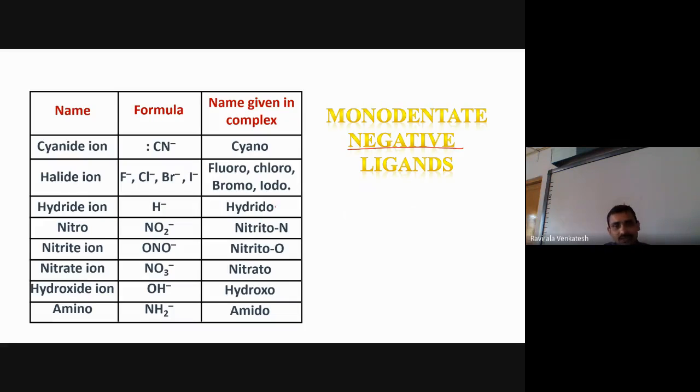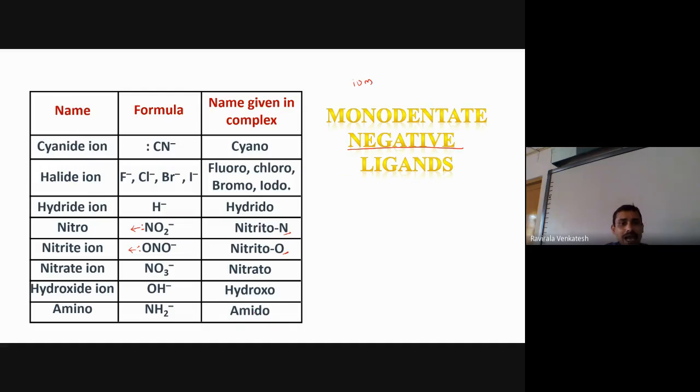When it is a negative charge, the ending O comes. When it is a positive charge, the ending IUM comes. This one is called nitro because the ligand is donating from the nitrogen side, not from the oxygen side. That is the reason you have to call it nitro, N. Here, the lone pair is donating from the oxygen side, therefore nitrito, O, needs to come. That means oxygen is donating the lone pair in one case and nitrogen in the other. That is the only difference. They are called ambidentate ligands. I will discuss what ambidentate ligands are in the next video.